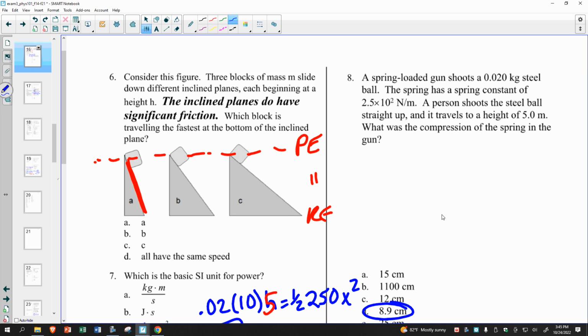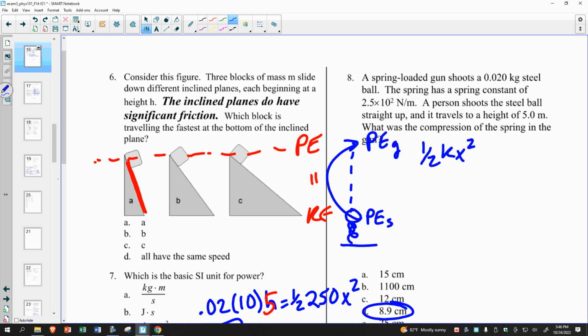But in this one, let's see. I shoot the ball straight up. So, again, drawing a picture really helps. This ball goes up, and I want to know what is the compression of the spring in the gun. At the bottom, he only has elastic potential energy. At the top, he only has gravitational potential energy. All of this energy goes into gravitational potential energy. So that's 1/2 kx squared equals mgh.